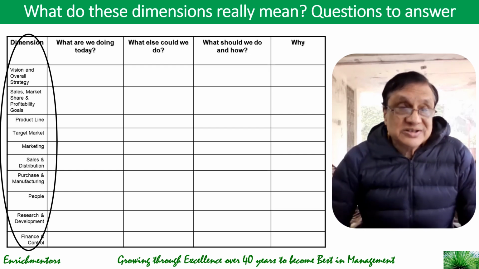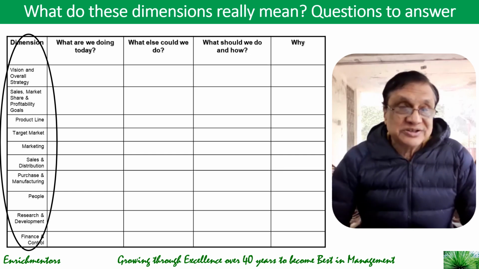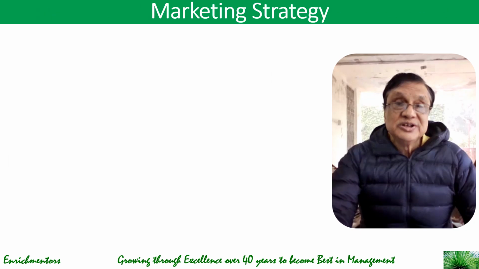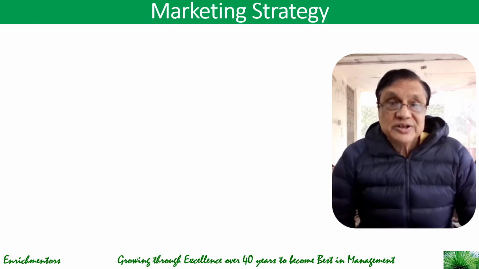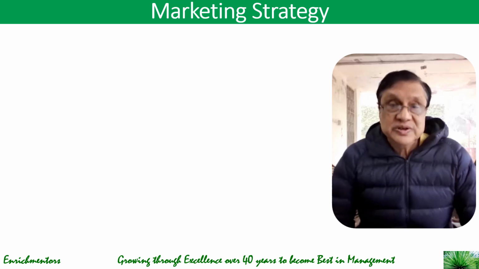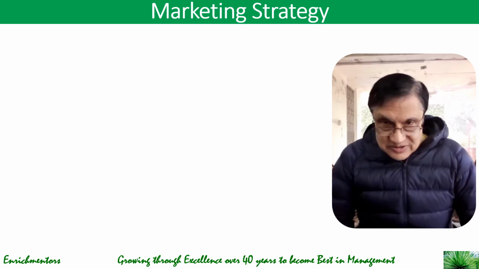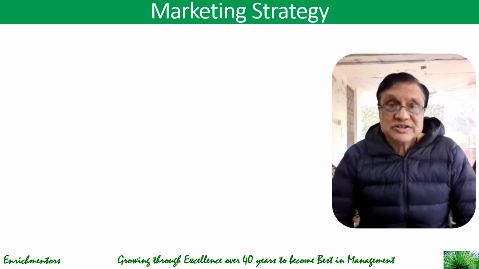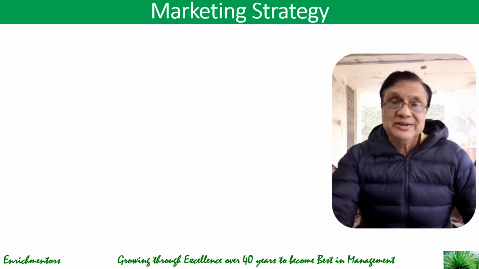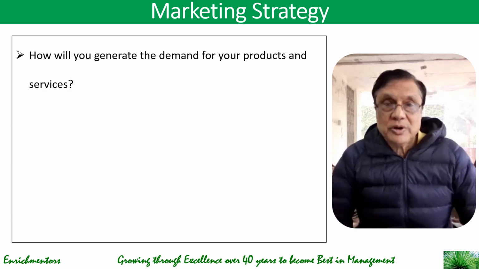Then you have the functional strategies of marketing, sales, distribution, etc. There are many questions to be answered there. Let's take a look in more detail at each of these functional strategies. The first functional strategy is the marketing strategy. Strategy in my definition is asking some key questions that can help you achieve your goals. Your goals you have set as a vision, as those sales, market share, and profitability goals, and an overall strategy. So what questions would you need to ask for marketing to generate that demand? The first question is how will you generate the demand for your products and services?